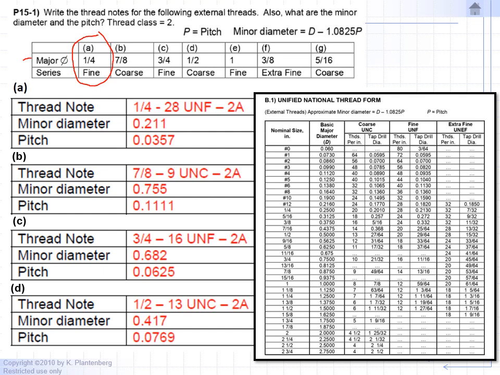So let's take a look at the table on the right. You'll find this table in the back of your textbook. We're going to look down to 1/4. Anything that is a 1/4 and higher will be using a whole number or fraction. Anything below it will be using a hashtag number.